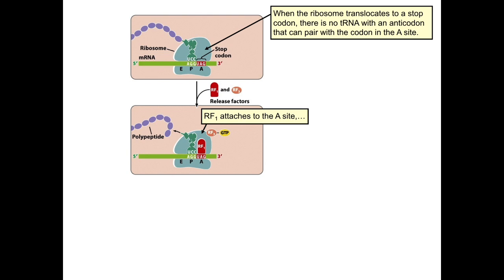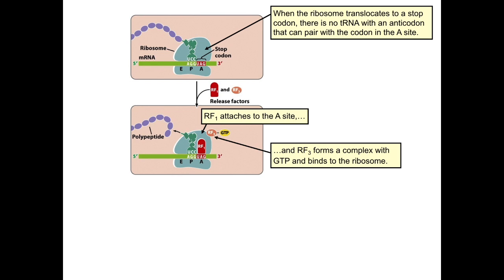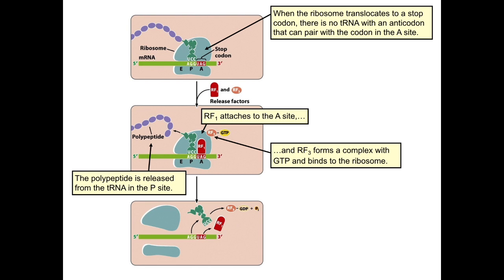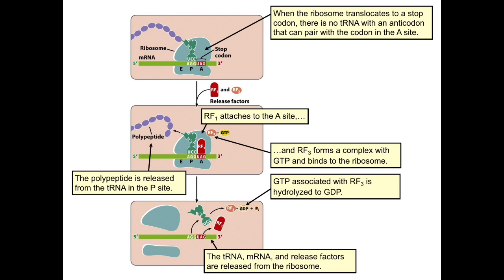Release factor 1 attaches to the A site, and release factor 3 forms a complex with GTP and binds to the ribosome. The polypeptide is released from the tRNA in the P site. GTP associated with release factor 3 is hydrolyzed to GDP. The tRNA, mRNA, and release factors are released from the ribosome.